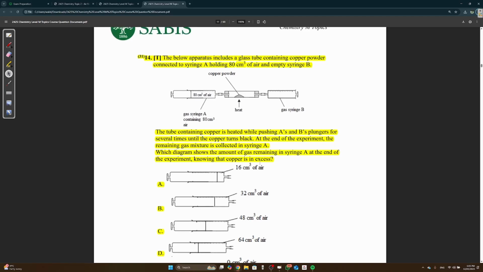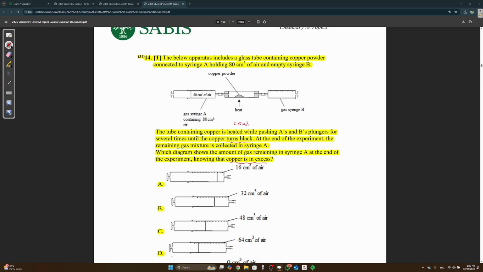The apparatus includes a glass tube containing copper powder connected to syringe A, holding 80 centimeters cube of air, and empty syringe B. You need to know that the tube containing copper is heated while pushing A's and B's plungers several times until the copper turns black. At the end of the experiment, the remaining gas mixture is collected in syringe A. Which diagram shows the amount of gas remaining in syringe A at the end of the experiment, knowing that the copper is in excess? When you're heating something and it turns black, what type of reaction is this?